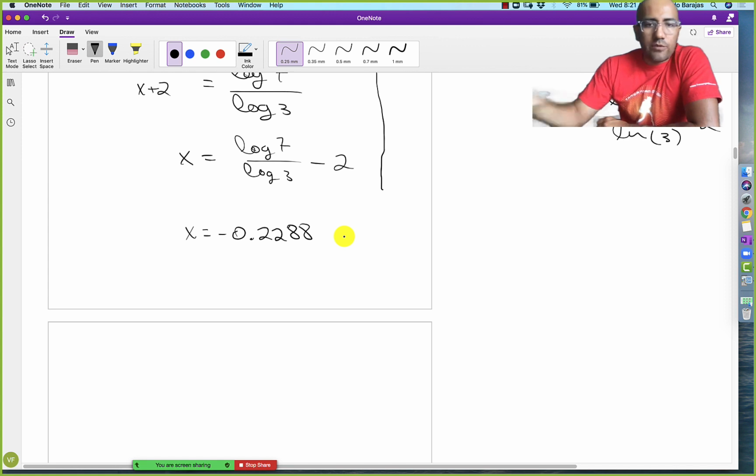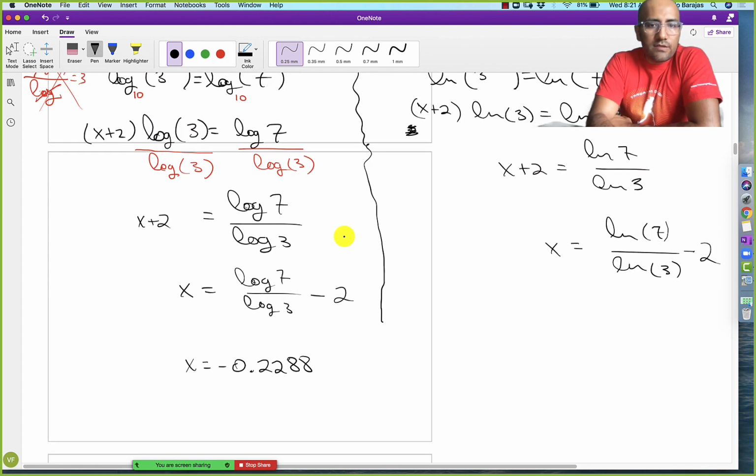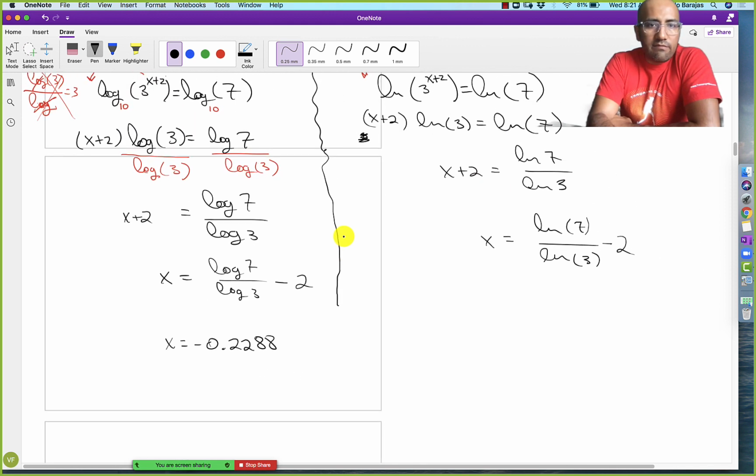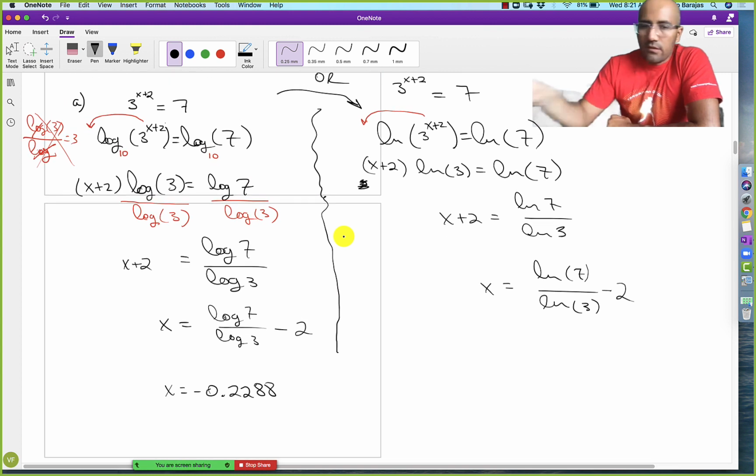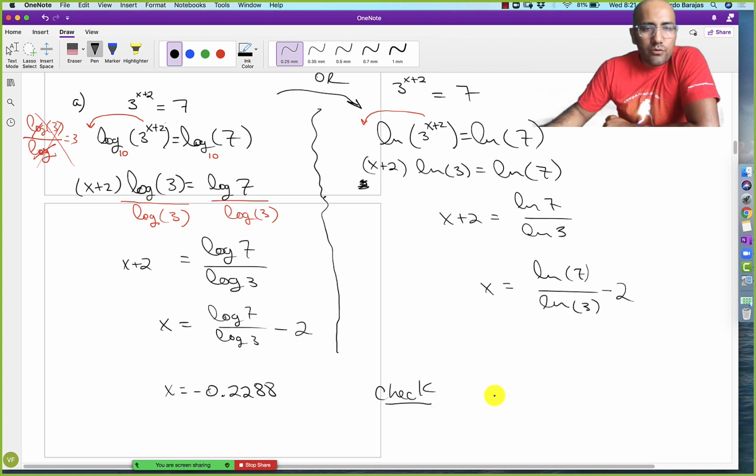Good. And so we check it. Going back to the original statement, let's see if that's the value that solves it and gives you a true statement. Is it true that 3 to the power of blank plus 2 equals 7, where that blank is this negative 0.2288? So that would be minus 2.